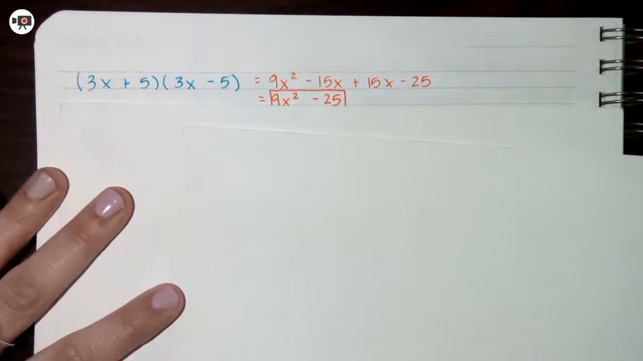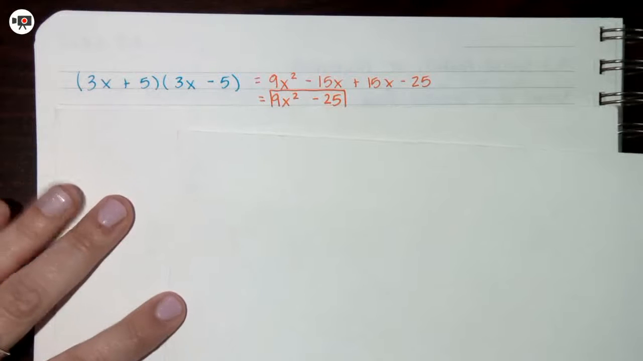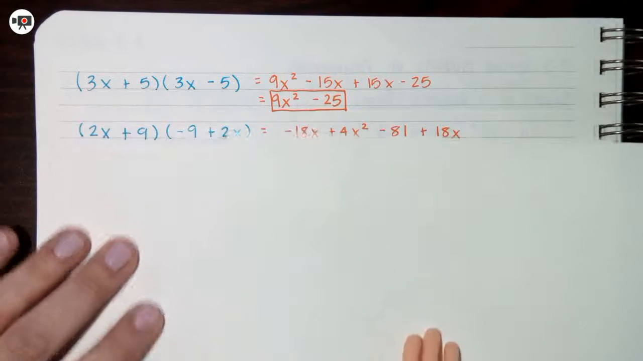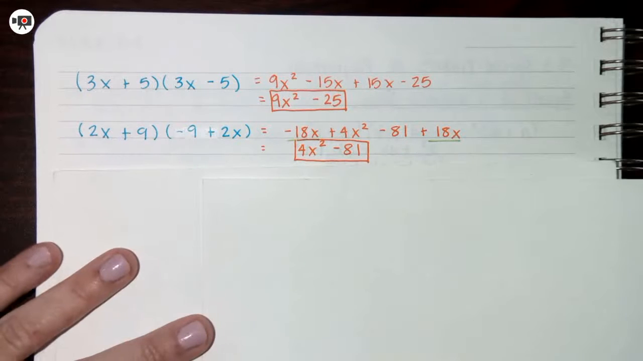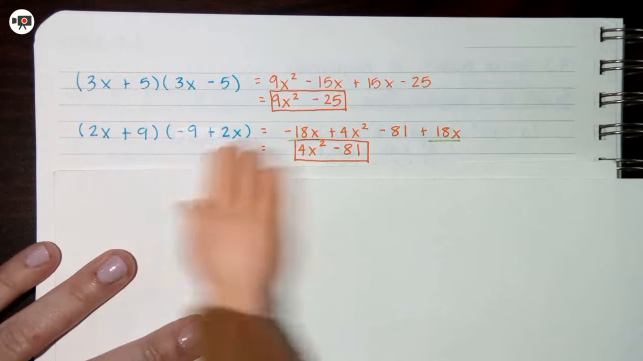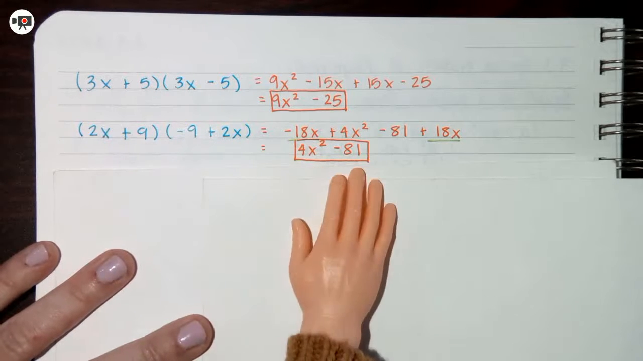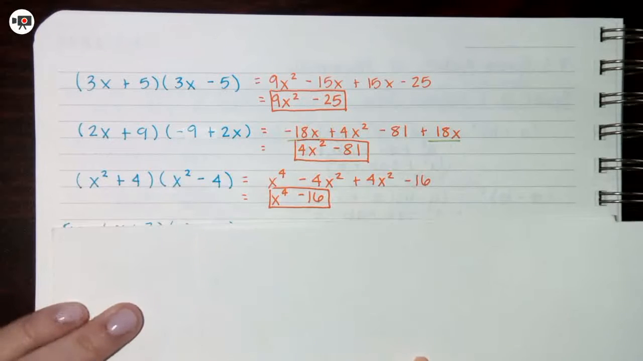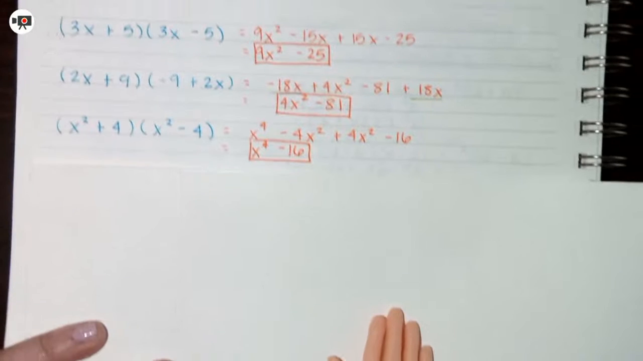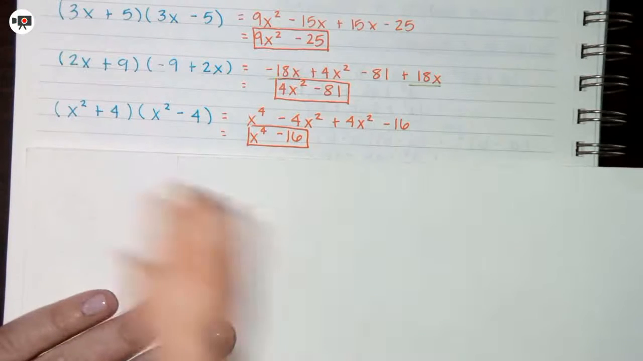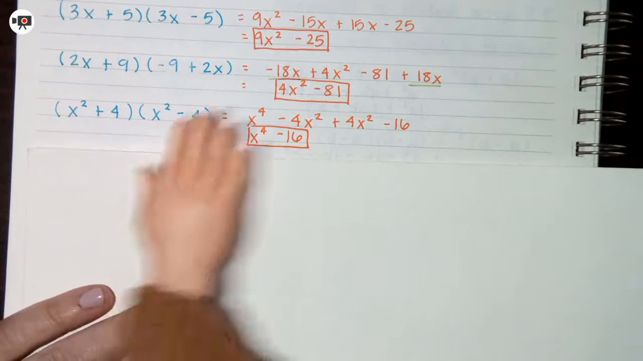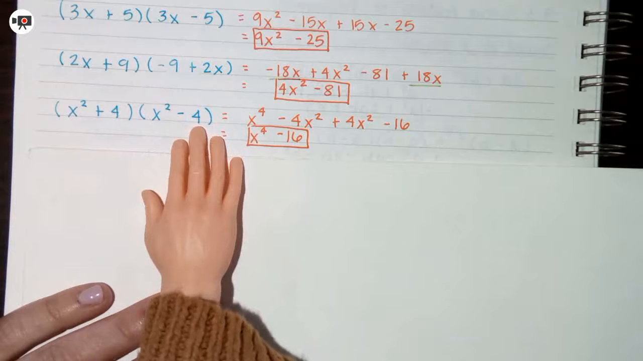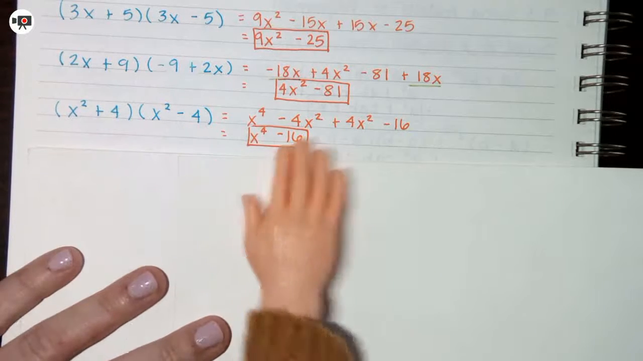Here's another one. 3x plus 5 times 3x minus 5 results in 9x squared minus 25. And on this one, they're in different orders, but we're still going to get 4x squared minus 81. And another one. If we have x squared plus 4 and x squared minus 4, square your first 2 terms, x to the 4th, and square your second terms, minus 16.